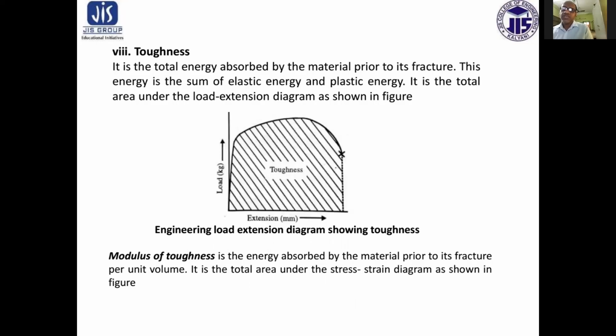Toughness. It is the total energy absorbed by the material prior to its fracture. This energy is the sum of elastic energy and plastic energy. It is the total area under the load extension diagram as shown in the figures. Modulus of toughness is the energy absorbed by the material prior to its fracture per unit volume. It is the total area under the stress strain diagram as shown in the figure.